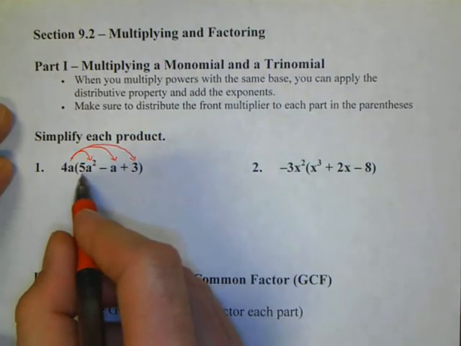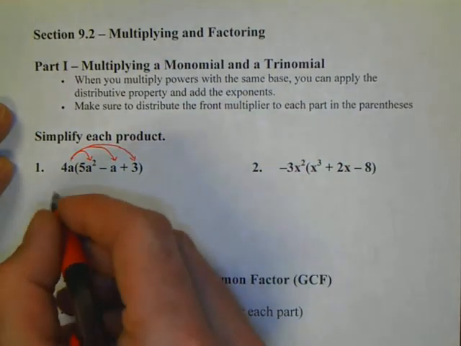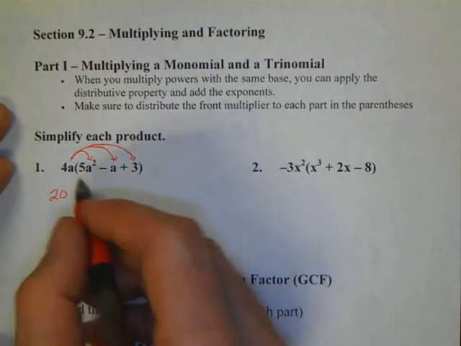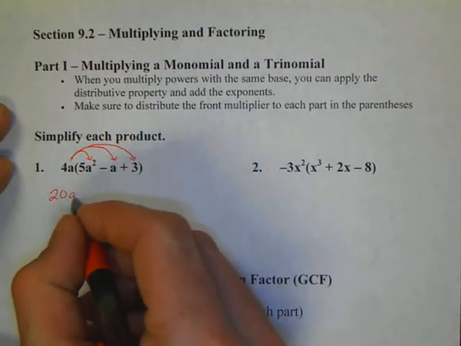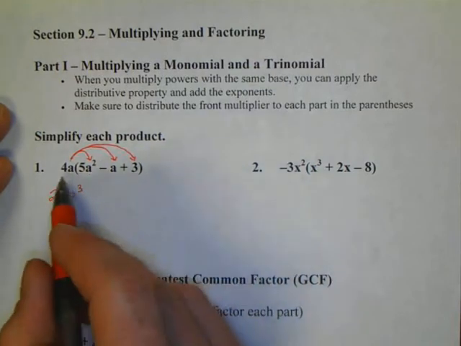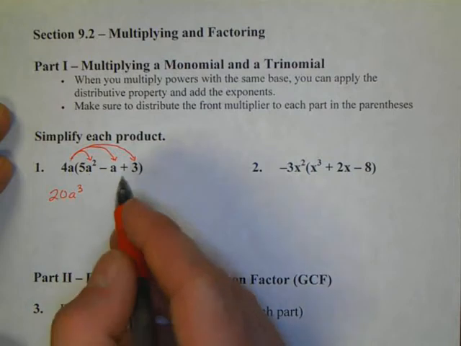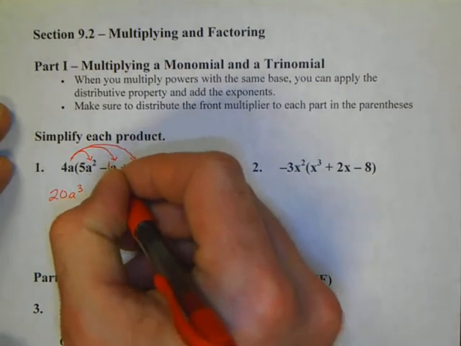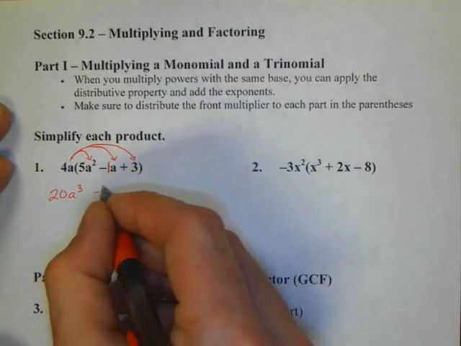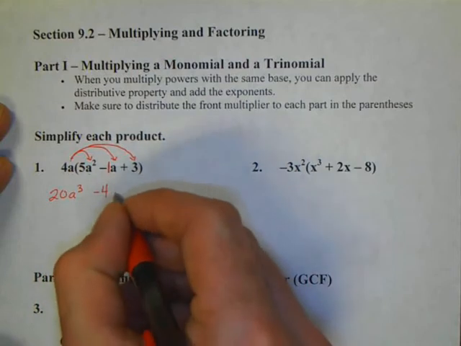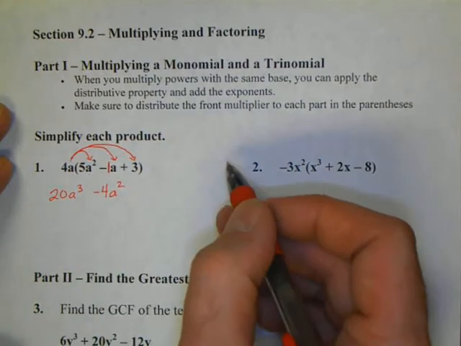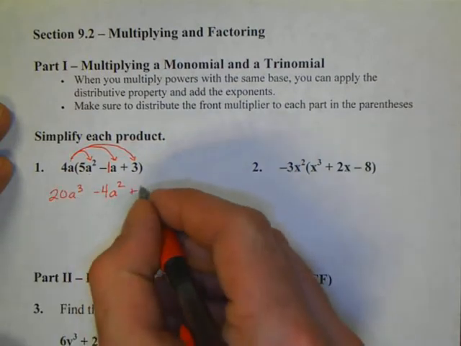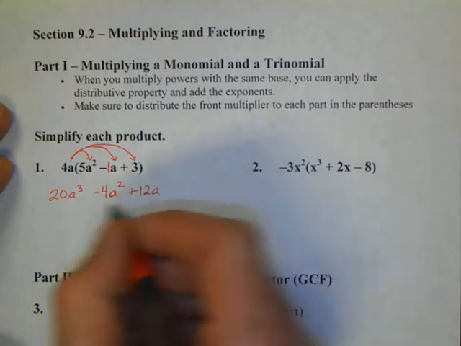So 4a times 5a squared, well, first 4 times 5, that's 20. Now a times a squared, that's a cubed. Now we do the second part, 4a times negative a. If you want to think of that as negative 1. So 4 times negative 1 is negative 4, and a times a is a squared. Now we do the third and last one. 4 times 3 is 12, and then we tack that a on the last.